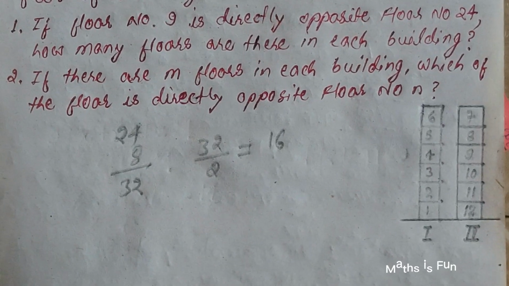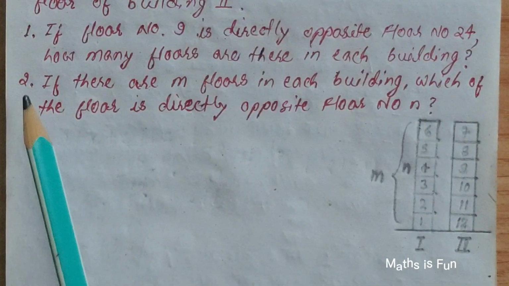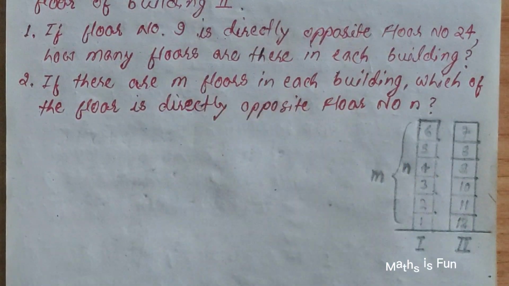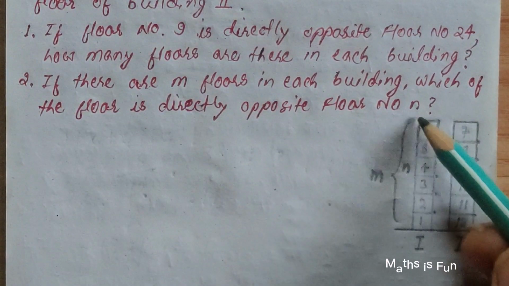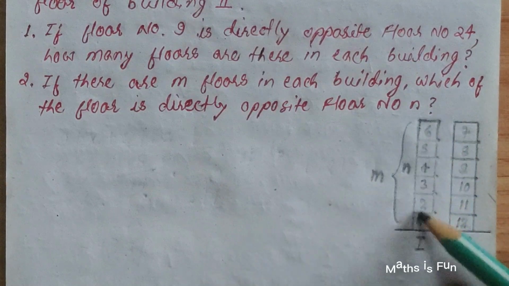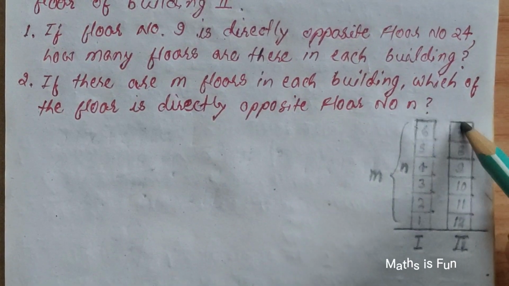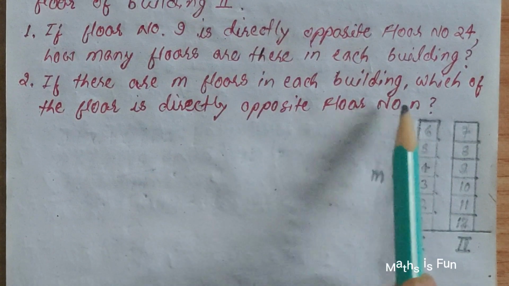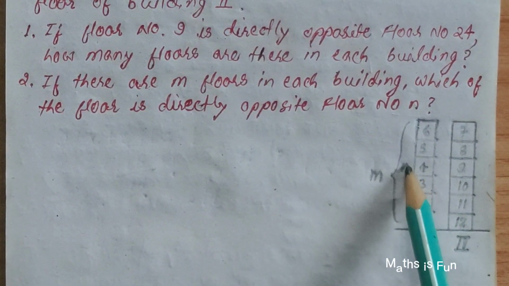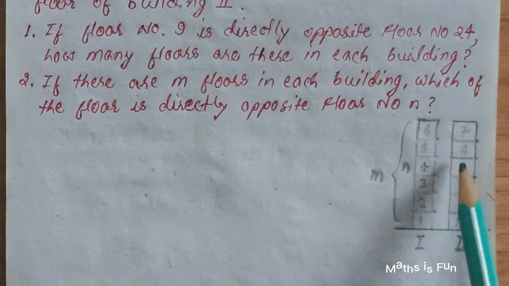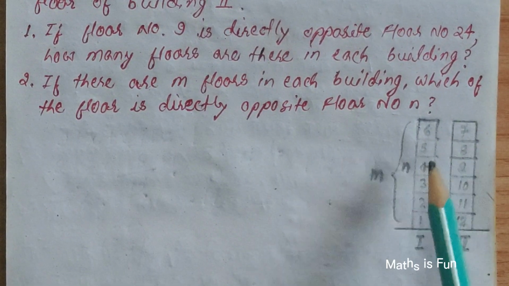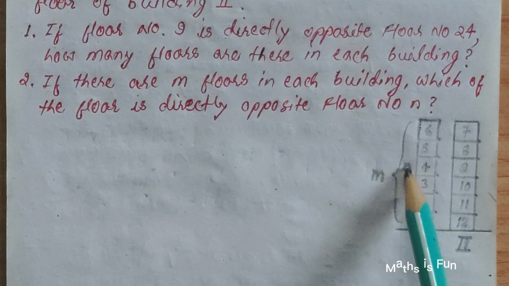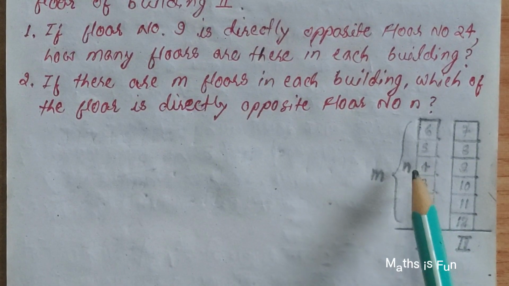Now let's move to question number 2. In question number 2 it is given that there are m floors in each building. So you can see that there are m floors in each building. This many floors are m, and this many floors are also m. Then which of the floors is directly opposite to floor number n? Let's take this as floor number n. So this floor will be directly opposite to this. So we need to find the formula for this.